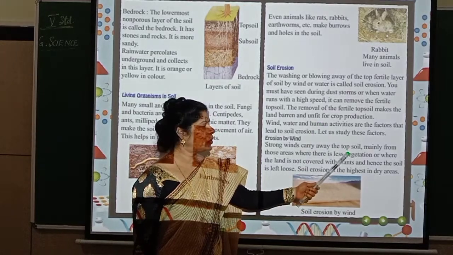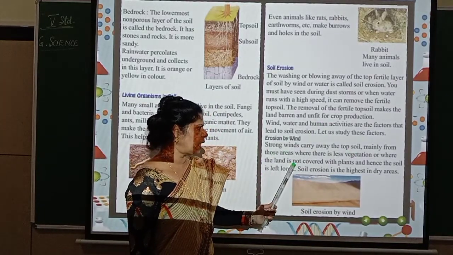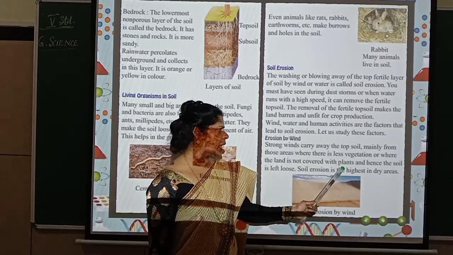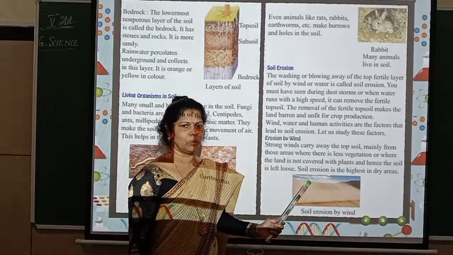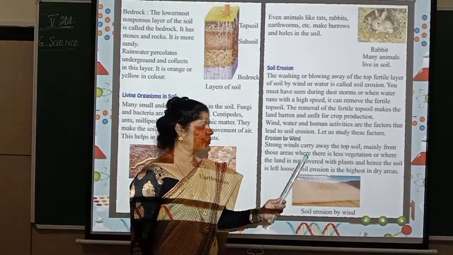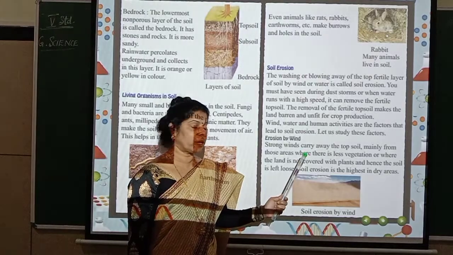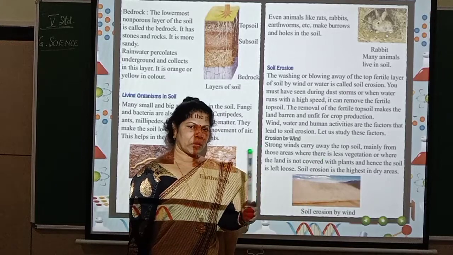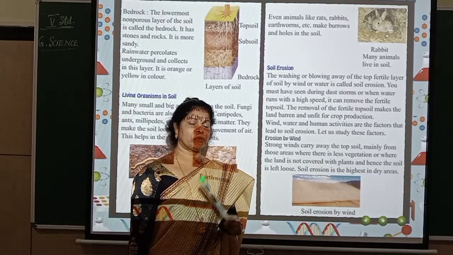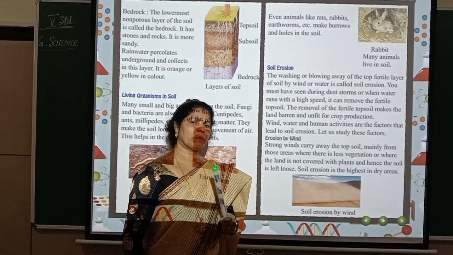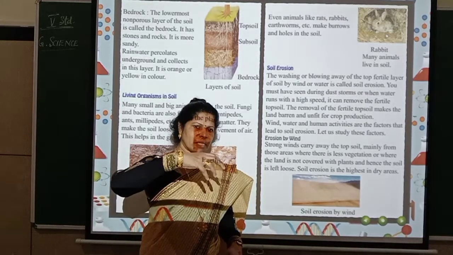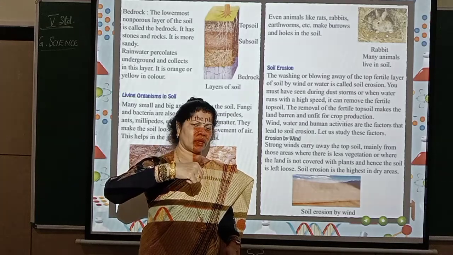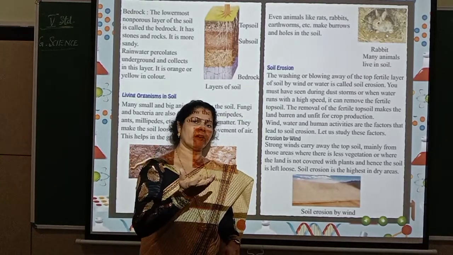It will carry away the topsoil, mainly from those areas where there is less vegetation or where the land is not covered with plants, and hence the soil is left loose. Especially in which areas do you find more erosion of soil by wind? Especially where you don't find more vegetation, means more plants are not growing. What happens when more plants are not growing? The roots of the plants hold the soil tightly, isn't it? Now there is no growth of plants at all there. What will happen? The soil is left loose.